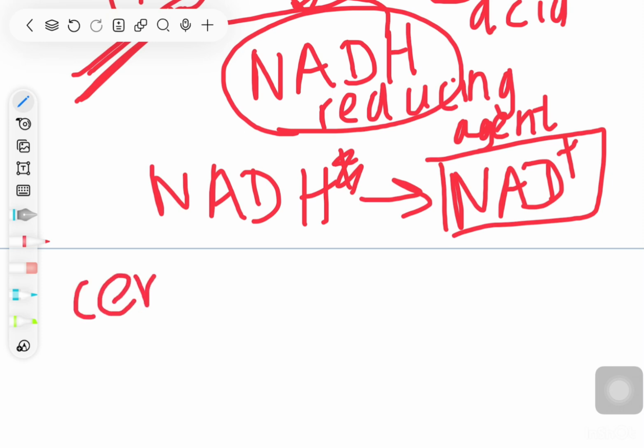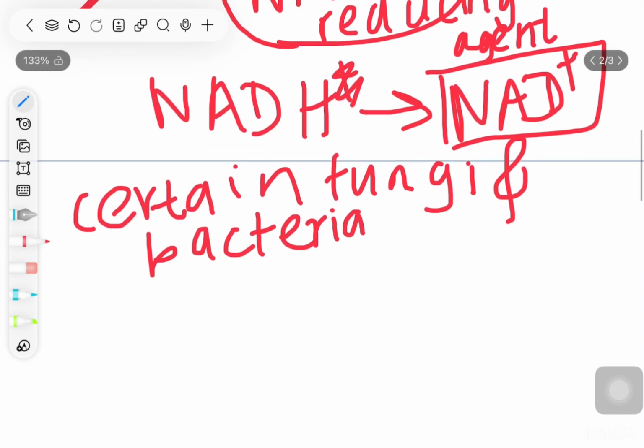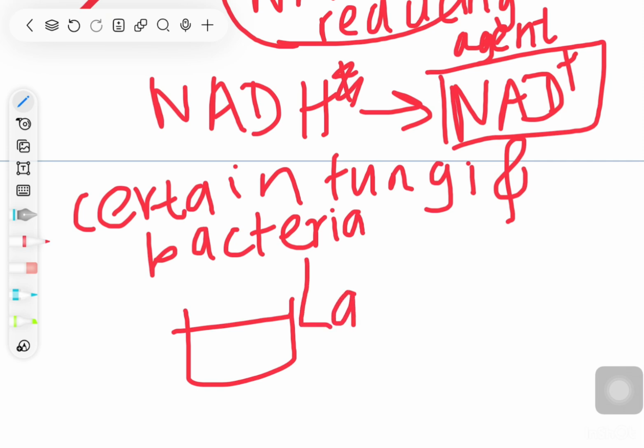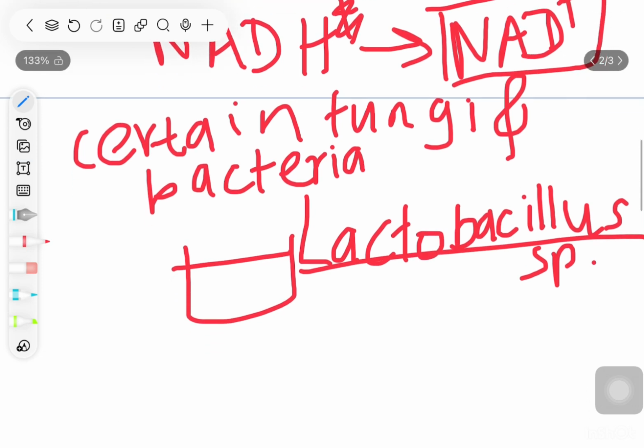Certain fungi and bacteria carry out lactic acid fermentation. Who are these bacteria? These bacteria are the ones which are involved in the formation of the yogurt and curds that we eat, right? We call them the Lactobacillus species, or in general you can call them lactic acid bacteria, right? Lactobacillus species or lactic acid bacteria.